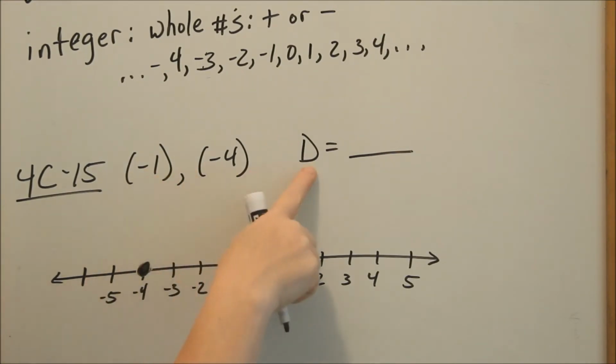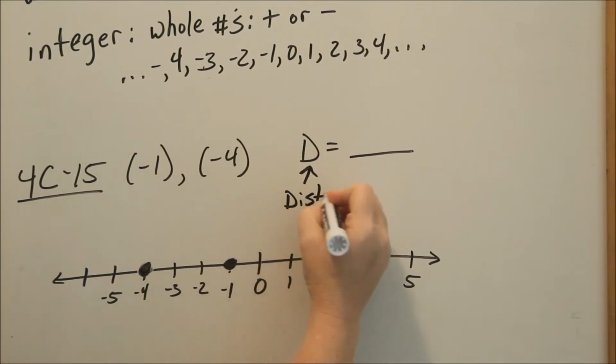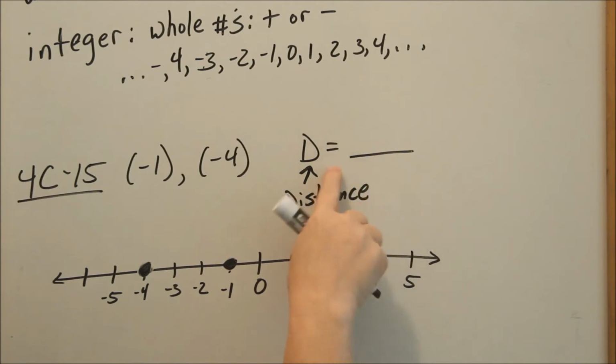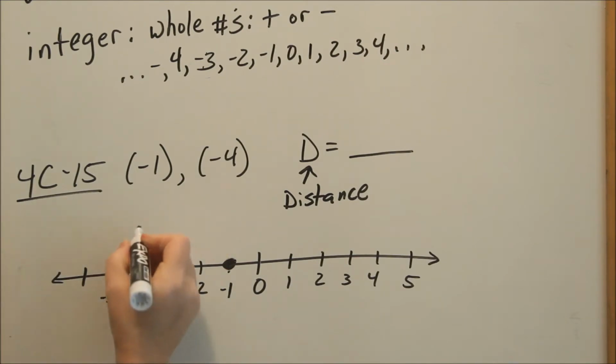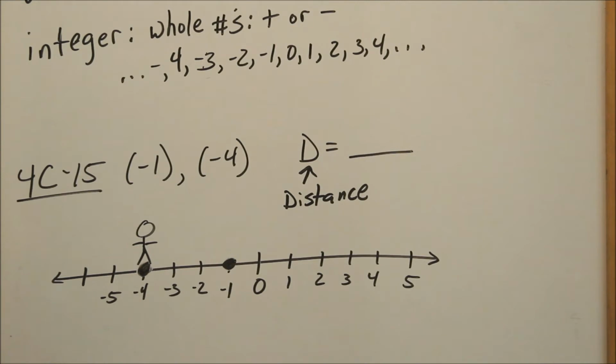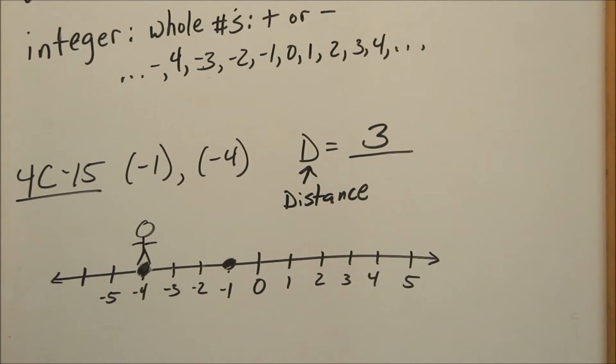Okay? So this means distance. Okay? D for distance. They want you to say the distance in between these two numbers. So all you have to do is count. If you are standing here and then you walked to this point, how far or how many units did you go? You started here and then you went 1, 2, 3. So your distance is 3. We don't have any units. We don't know if that represents miles, feet, inches, so you don't need to put any kind of units.